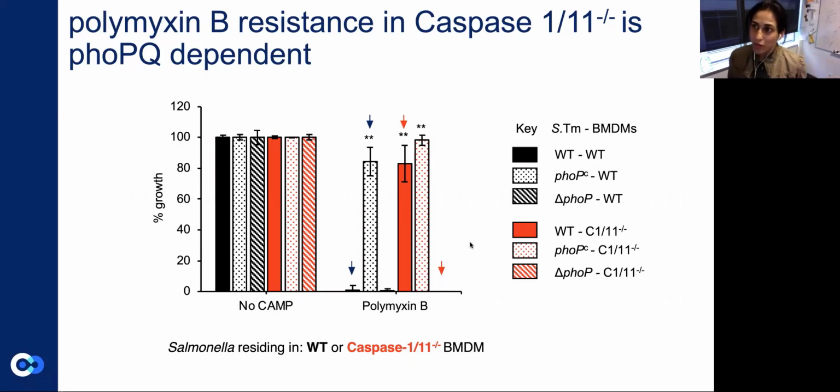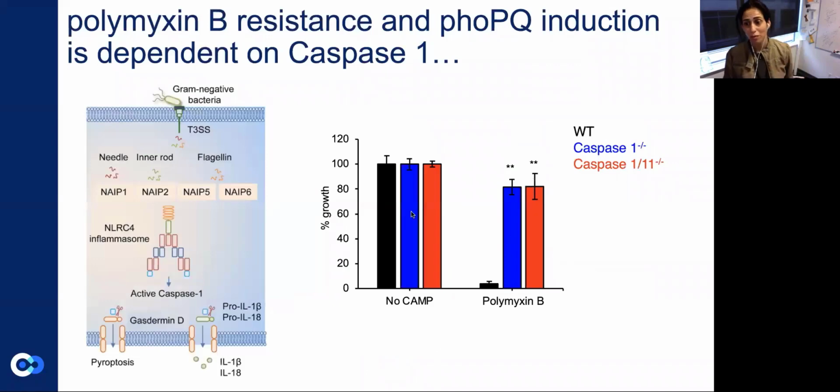So any questions at any time, please feel free to interrupt me, just in case anything isn't clear. So whatever I talked about right now is on the bacterial side. And so we went ahead and asked, what about the host side, basically? How does actually host Caspase 1 or 11 mediate this phenotype?